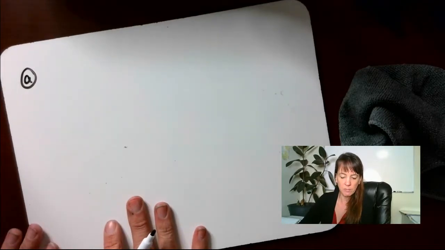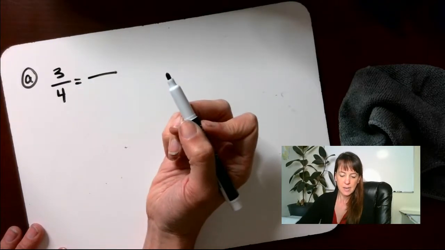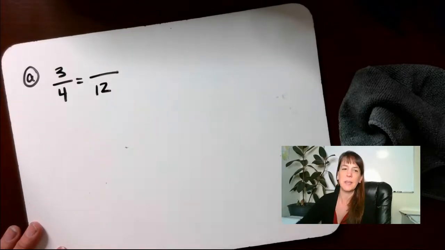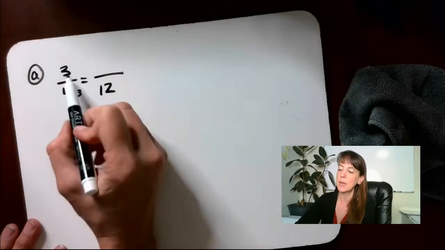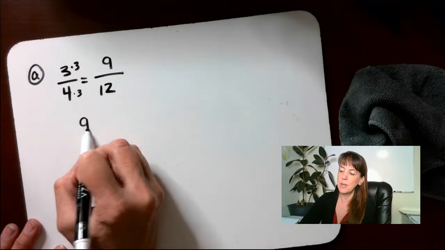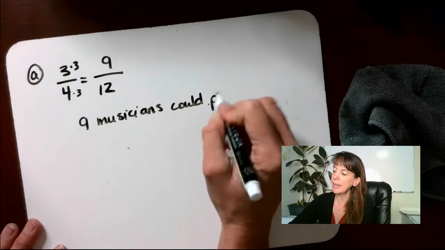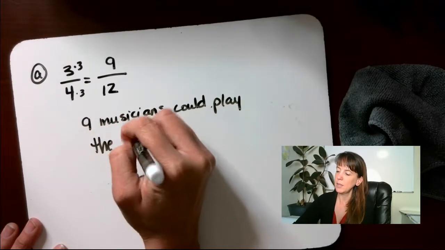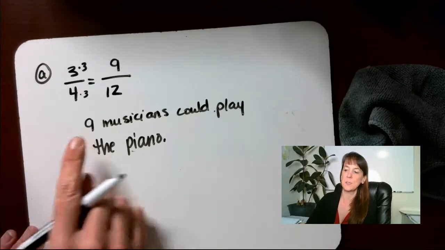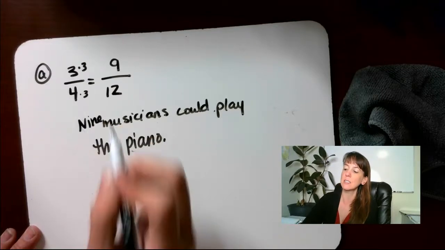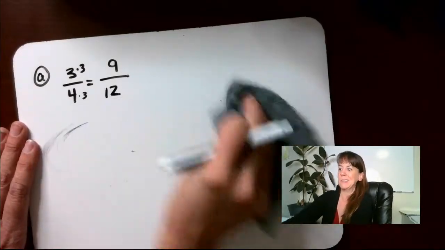All right, 3/4 of the 12 musicians could play the piano. 3 out of 4 could play the piano. That means 3/4 of the 12 could play the piano. How many could play the piano? We need to multiply this by 3, okay, because that'll give us 12. And what I do on the bottom, I have to do on the top, so that's 9. So 9 musicians could play the piano. And just from an English, so your English teachers don't come back on me, this 9 needs to be spelled out. I was just being lazy. If you start a sentence with a number, you need to spell it out no matter what the number is. So even if it's 2019, you got to spell it all the way out.